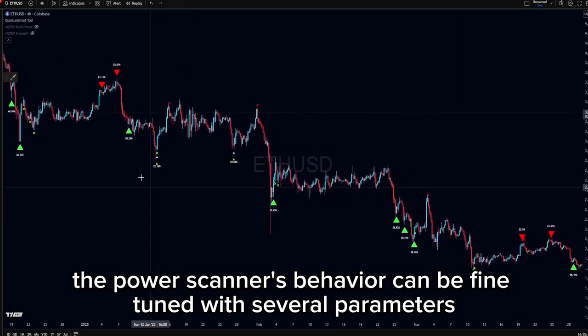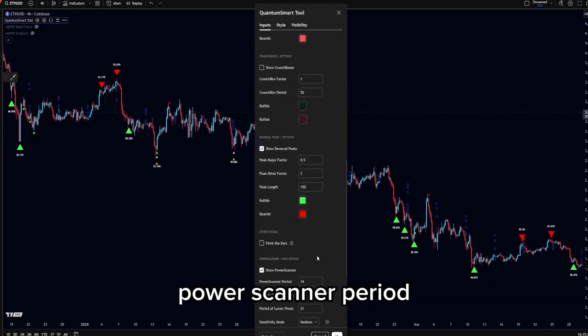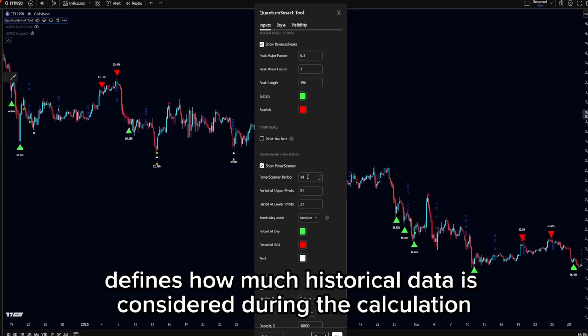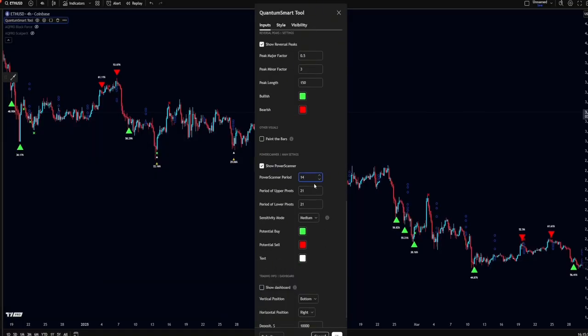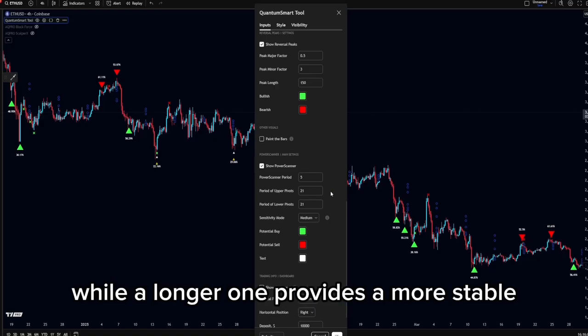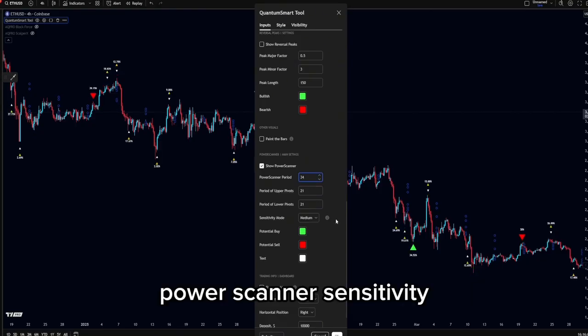The Power Scanner's behavior can be fine-tuned with several parameters. Power Scanner period. This parameter defines how much historical data is considered during the calculation. A shorter period makes the scanner more reactive to current movements, while a longer one provides a more stable, long-term view of market strength. Power Scanner sensitivity.